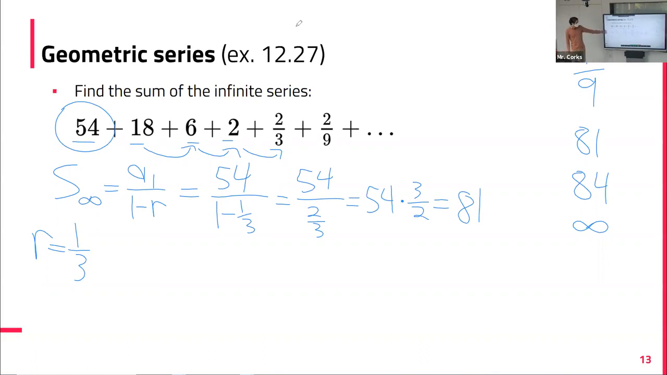So the infinite sum idea might be a little complicated, but if we understand the formula, then using the formula can be pretty quick. We only have two numbers to put into it, and it's a pretty quick calculation here.